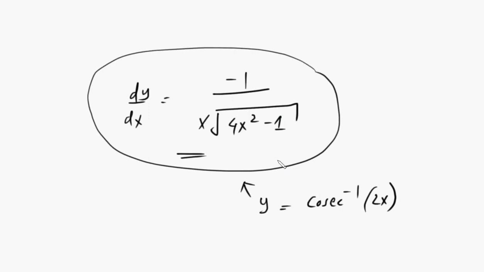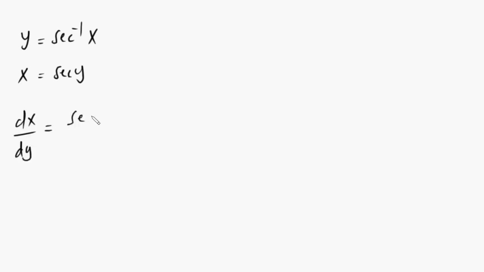So let's go to another one. It is sec. You have y is equal to sec inverse of x. So my x is equal to sec of y. So what is dx dy? It's just going to be equal to sec y tan y. So now if I reciprocate, because I'm looking for dy dx, I just get 1 over sec y tan y.